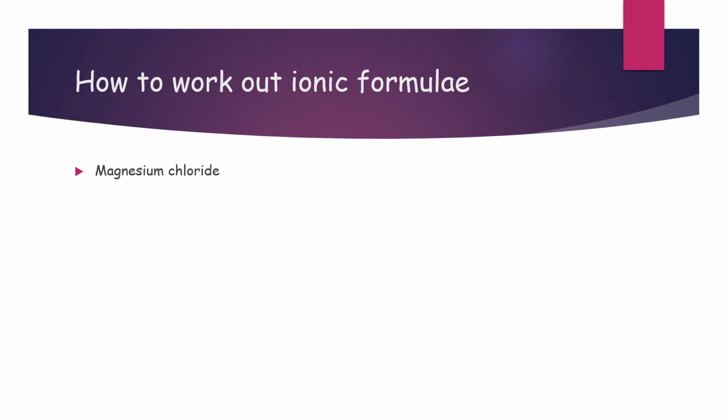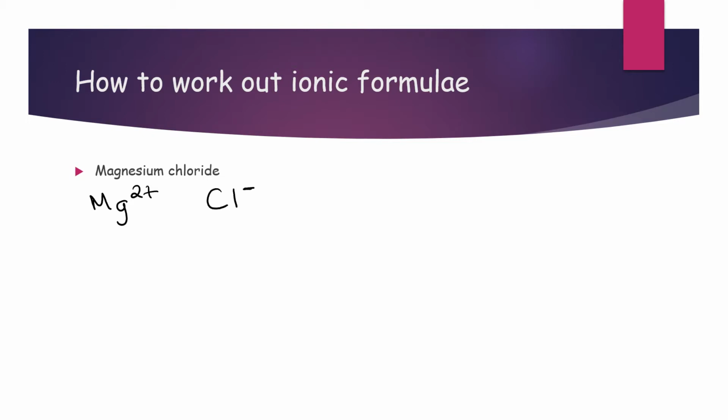Now let's try another one. This time I'm not going to draw a shell diagram, I'm just going to start with the valencies. So I have learnt that magnesium is Mg2+ and chloride is Cl1−. Now I like to use the common multiple method so that you can work out exactly how many of each is required to come back to 0.